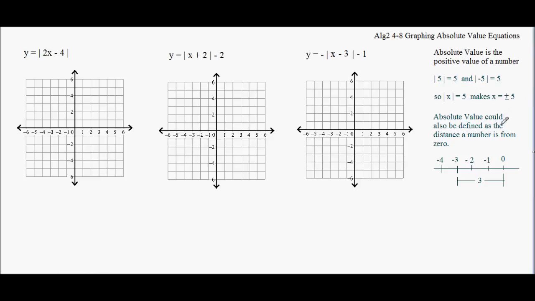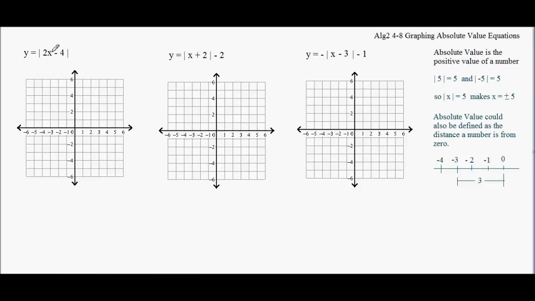Absolute value could also be defined as the distance a number is from 0. So that's another way of looking at it. It's a distance, so there are no negative distances. Negative 3 is 3 units away from 0, so it's positive 3. And that's that for that.